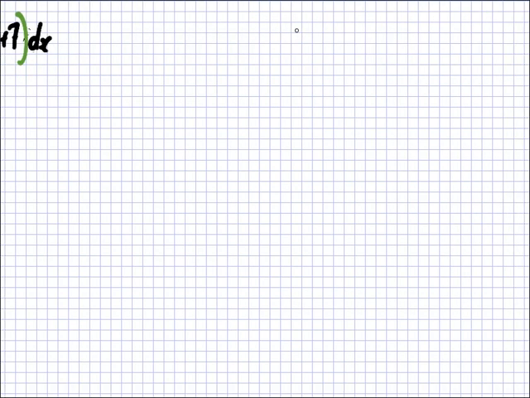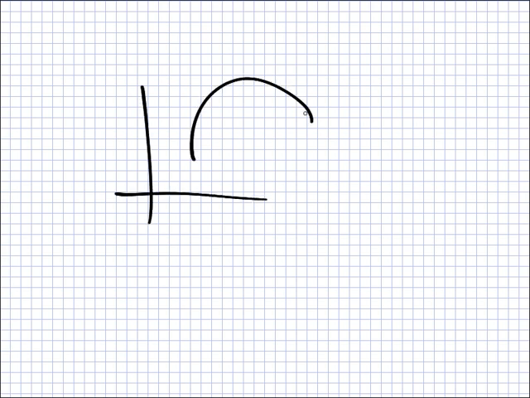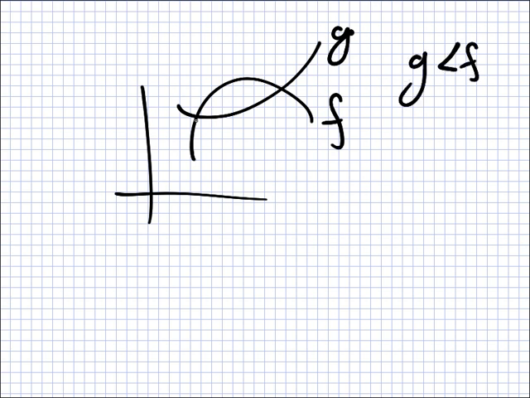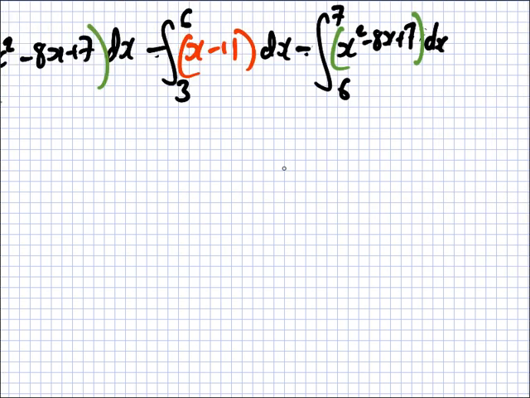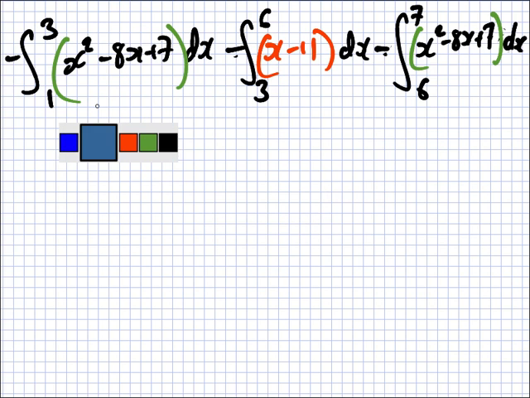So if you have two curves, let's say F and G, and F is bigger than G here and here, then the area is this: F minus G. Okay, let's calculate this.